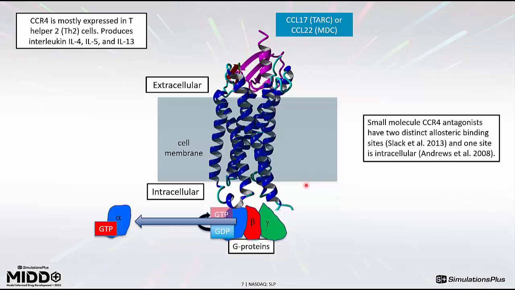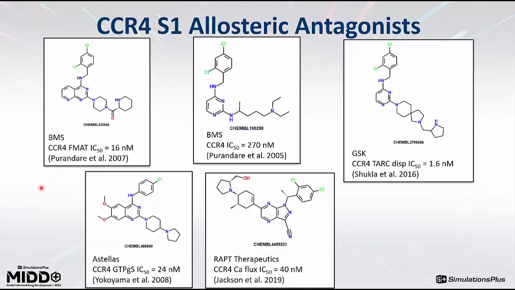The known CCR4 antagonists bind to 2 allosteric sites on the protein. One of the sites is intracellular. This slide shows known CCR4 antagonists, the company that discovered them, a measure of their activity, and the publication where the data was extracted. Some of the ligands have been postulated to bind at site 1 of the 2 sites.